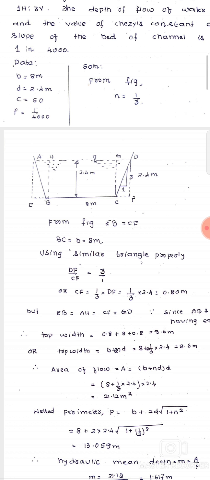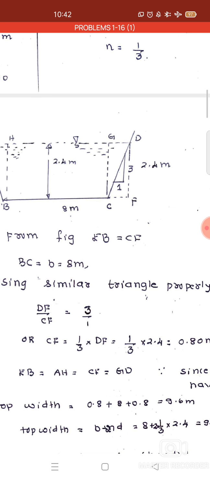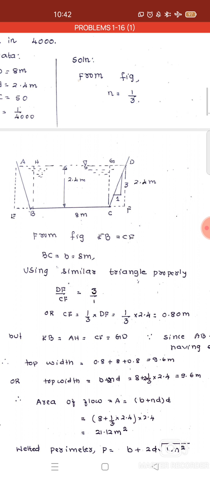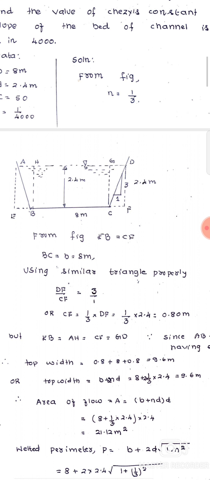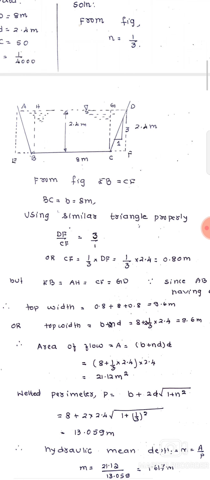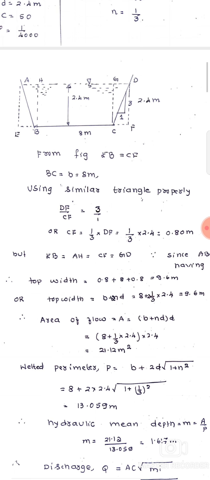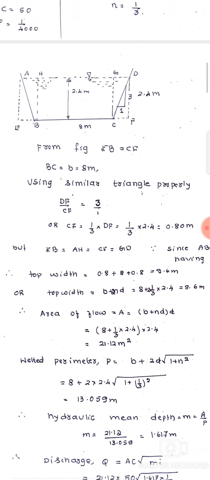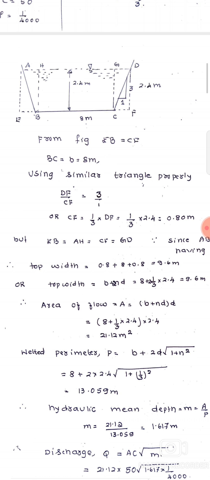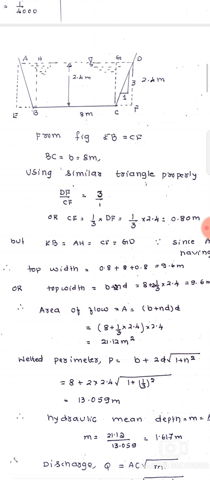To find that, the side slope is given. The side slope is 1 horizontal and 3 vertical, that is 1 by n. Now B to C is the same as H to G, that is 8 meter, the width. Then we have to find the top width, so we should find the n value. We can see in this figure that the triangle A E B will be equal to the triangle D C F. We know that D F is the depth that is given, in terms of 3 for 1 meter depth.